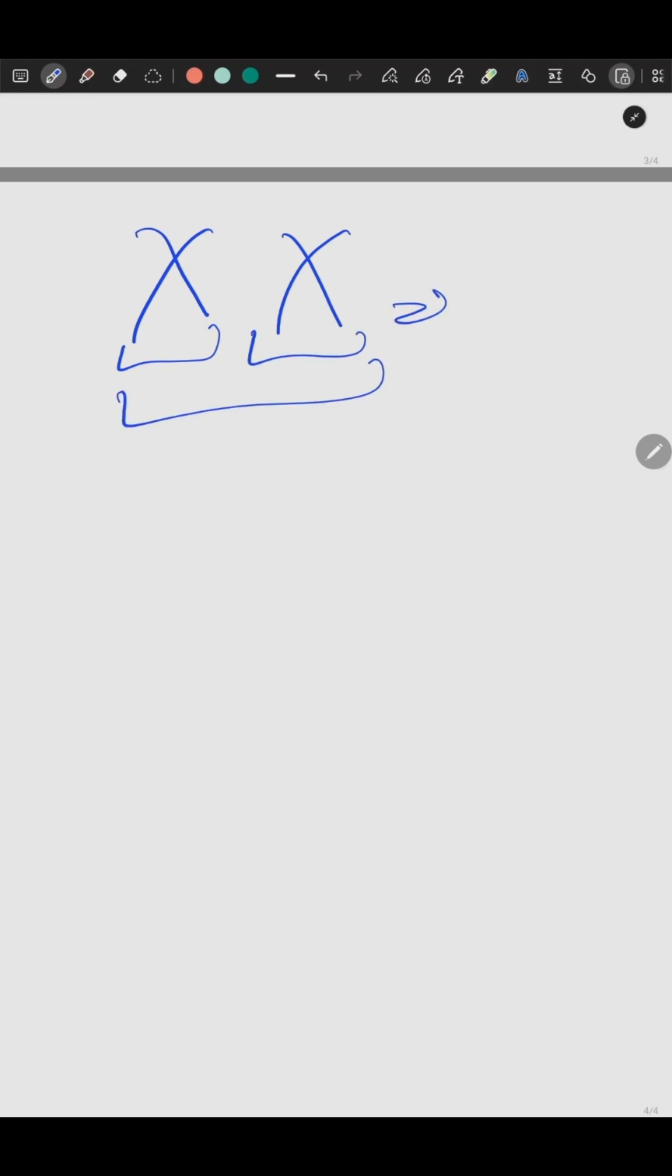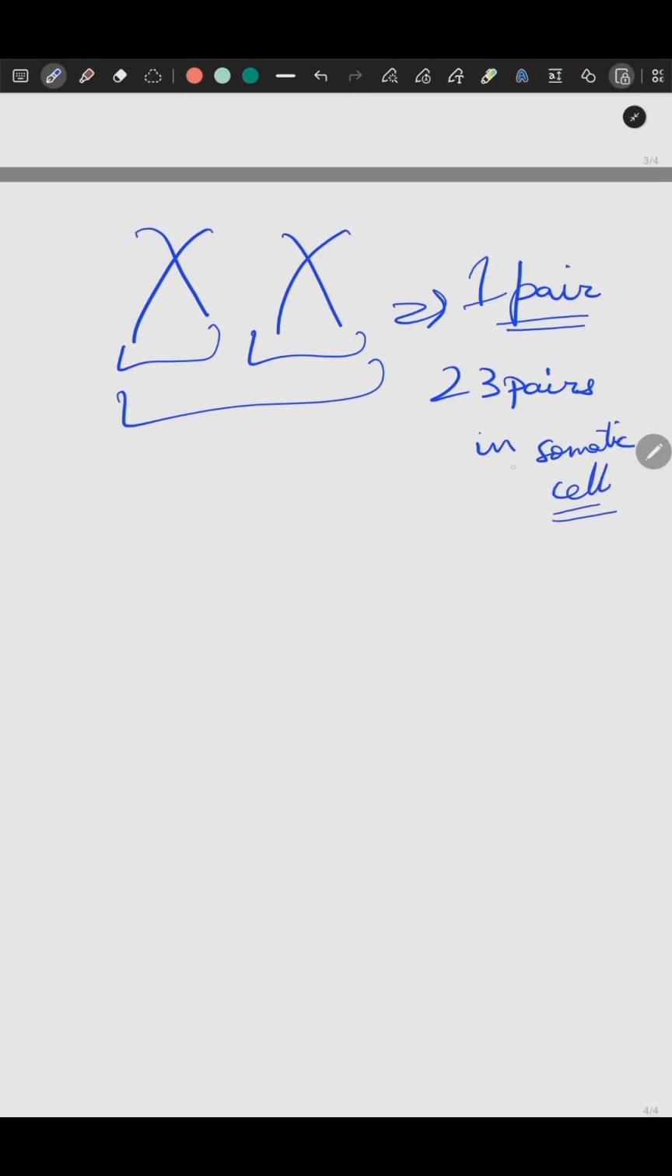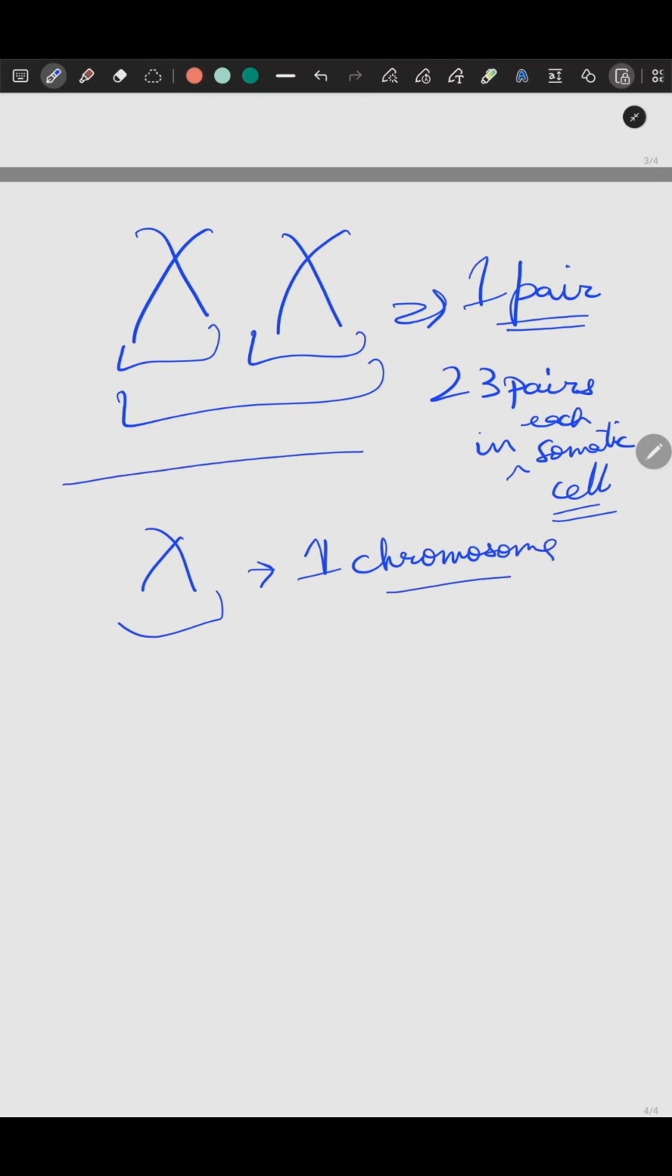For an easier view, for example, this is one DNA or one chromosome, and this is another chromosome. These two are a pair. We call it one pair. So 23 pairs are found in each somatic cell. This is one chromosome. I found that people are confused about what is one pair and one chromosome. So this is that.